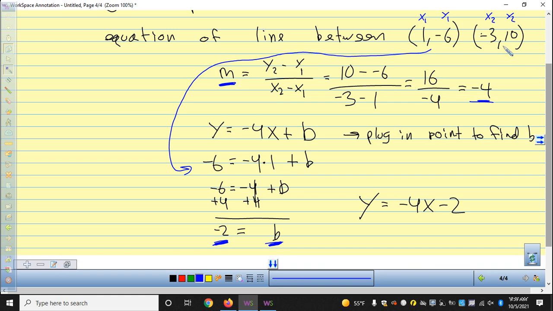And I could pick the other point if I wanted to, and I'd get the same answer. I just pick one of the points. Maybe I'll label the point 1, negative 6. Plug in point 1, negative 6 to find b. So there's my equation, y equals negative 4x plus 2. I could check. If I plug in x equals 1, negative 4 times 1 is negative 4, minus 2 is negative 6. And my answer checks out.